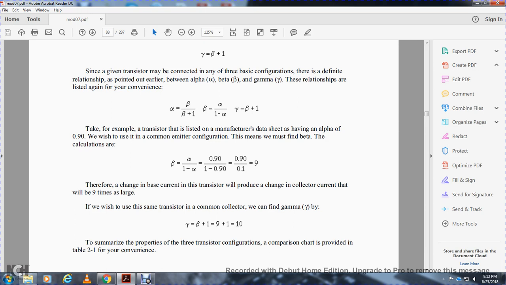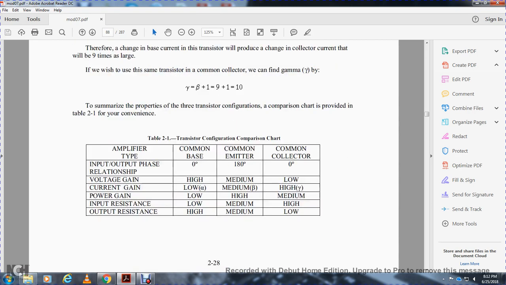To summarize the properties of these transistor configurations, a comparison chart is provided in Table 2-1. Amplifier type: common base, common emitter, common collector. Input-output phase relationship: common base 0 degrees, common emitter 180 degrees, common collector 0 degrees. Voltage gain: high for common base, medium for common emitter, low for common collector. Current gain: low for common base, medium for emitter, high for collector. Power gain: low for common base, high for common emitter, medium for common collector. Input resistance: low for common base, medium for common emitter, high for common collector. Output resistance: high for common base, medium for common emitter, and low for common collector.